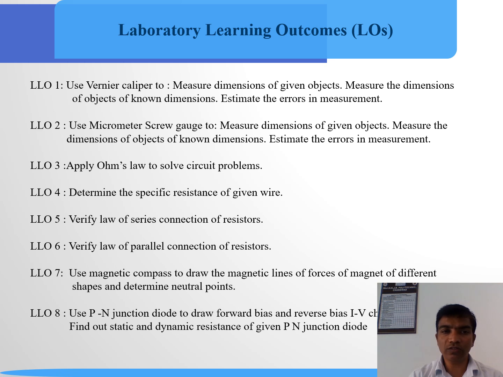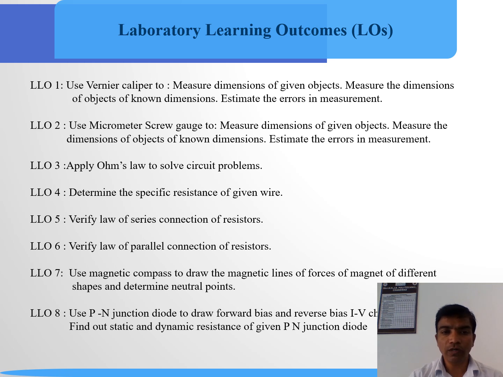LLO2 is also the same. Here we only change the instrument, that is the micrometer screw gauge. With this micrometer screw gauge, we are going to measure the dimensions of objects and also estimate the errors in measurements. LLO3, you must be familiar with, is related to Ohm's law. LLO4 is also related to Ohm's law, but in this LLO we are going to measure the specific resistance of a given wire.